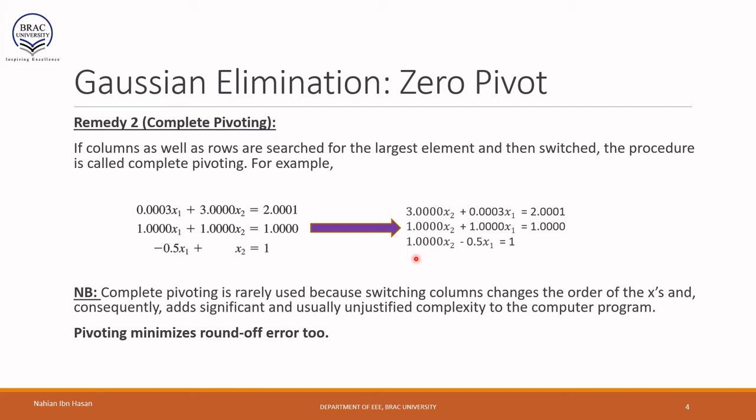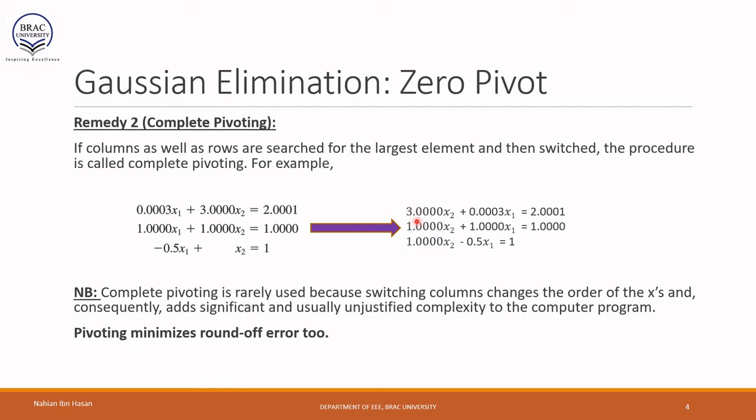So in most cases we actually use partial pivoting. We do not use complete pivoting. We try to use partial pivoting. So pivoting minimizes the round-off error too. Why? Because if the pivot coefficient was very small, then dividing by that coefficient will result in a large value, and as a result there will be round-off errors.